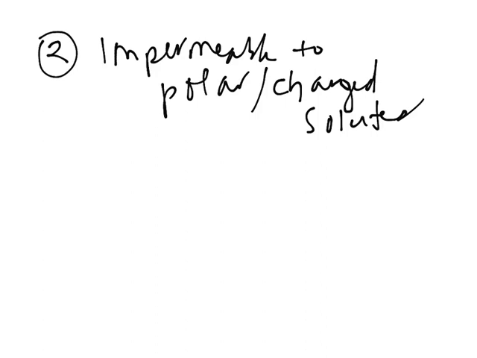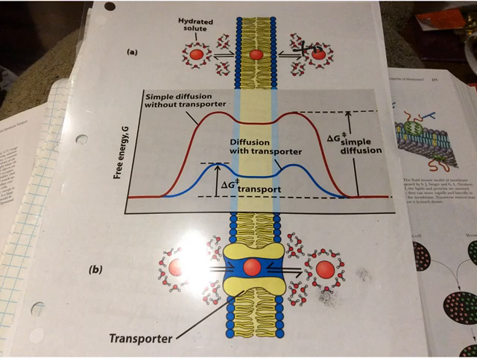So let's see if I can take a picture here of my transparency without getting too much glare. Alrighty, I think that will serve my purpose. Just ignore the big glare spot there. So this is a diagram of free energy versus moving, essentially, a charged or polar solute across the membrane.